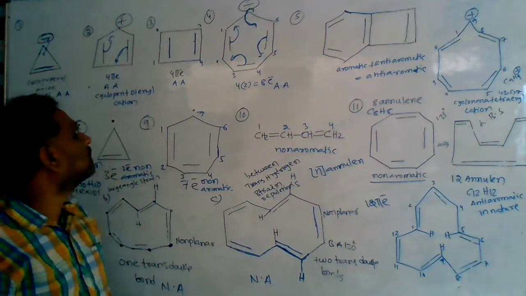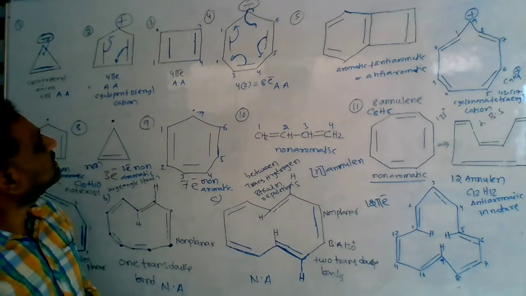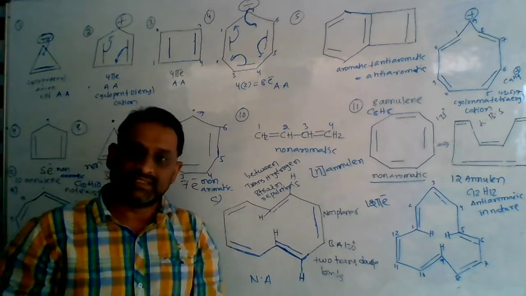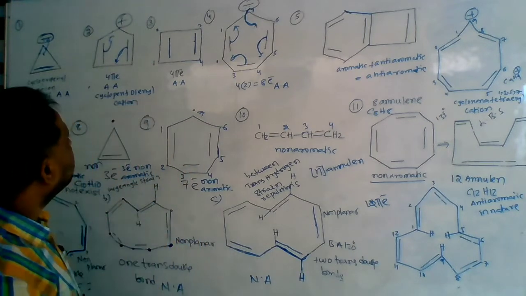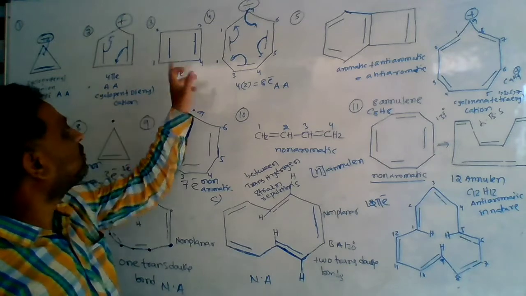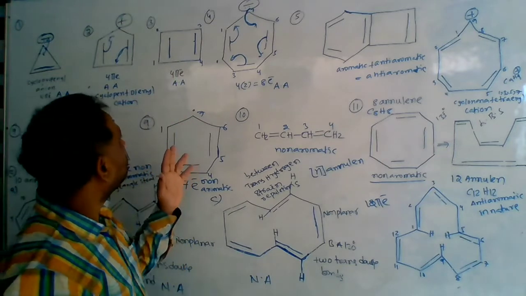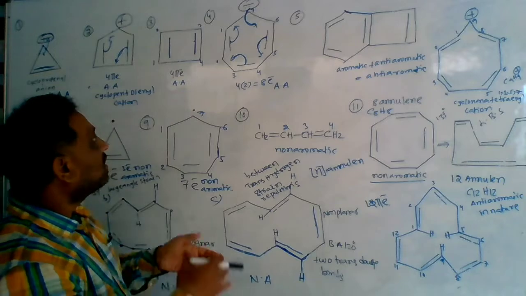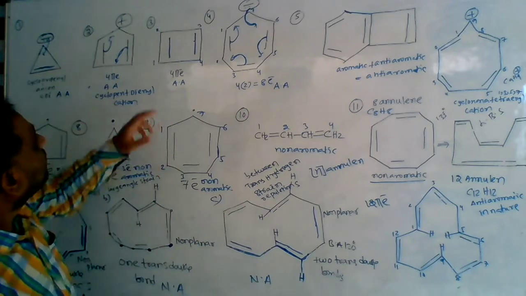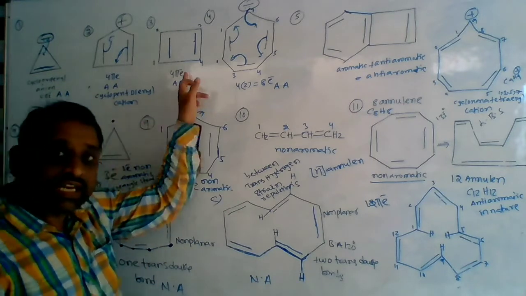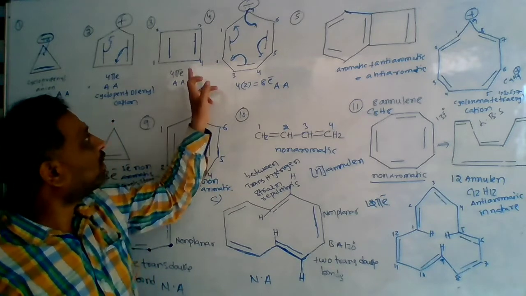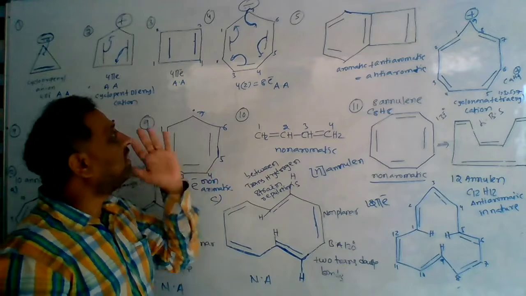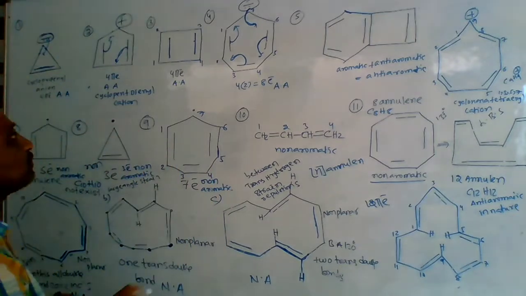And the third example is 1,3-cyclobutadiene, which is popularly known as [4]annulene. It is a highly unstable anti-aromatic compound. Cyclic hydrocarbon, planar molecule. Here 4 pi electrons are involved in complete delocalization, which obeys the 4n rule. So it is also an anti-aromatic compound.